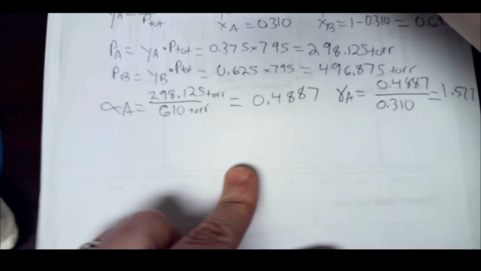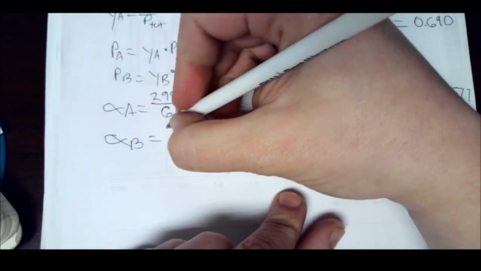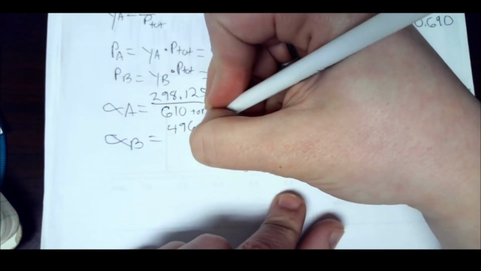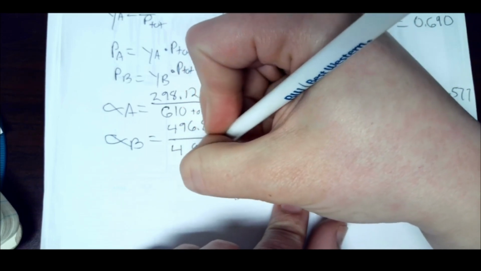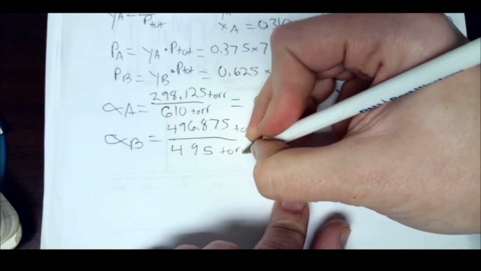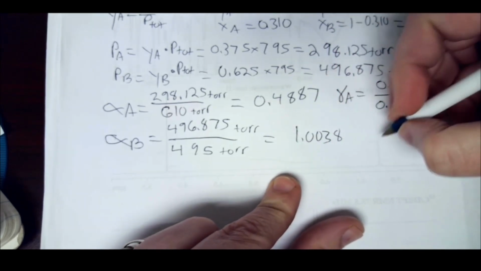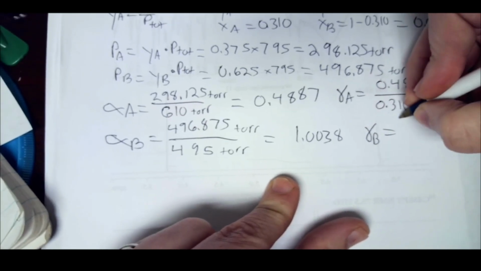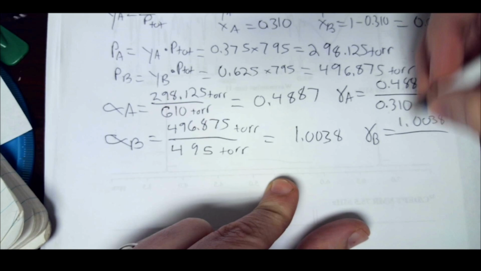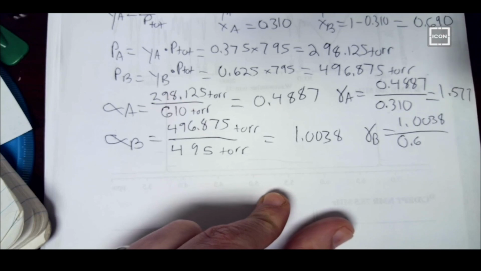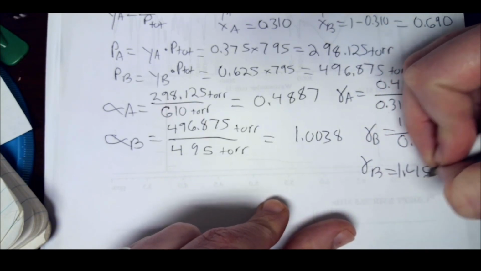Let's continue along for B. The activity of B is going to be something like 596.875 divided by its P star. I think we said that P star was 495. So the activity of B is actually 1.0038. And so the activity coefficient of B, 1.0038 divided by its mole fraction of 0.690, would give us 1.455.